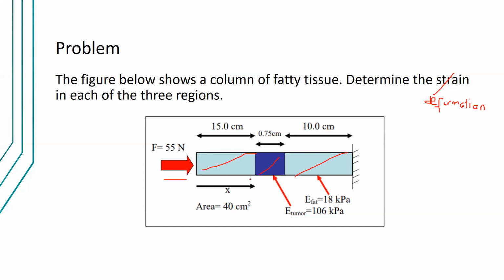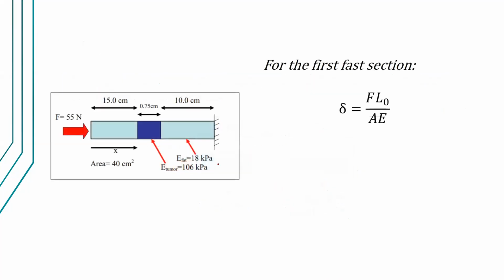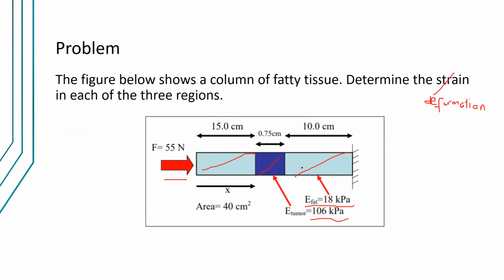And this section is actually a section of fat. So we're going to use the Young's modulus for fat as 18 kilopascal. The blue section is actually a tumor section, and the Young's modulus is 106 kilopascal. You're given here the cross-sectional area, 40 square centimeters, and you're given the length of each section. I'm going to compute only the deformation in this portion. So if you have computed the deformation for all portions, you can just take the sum.